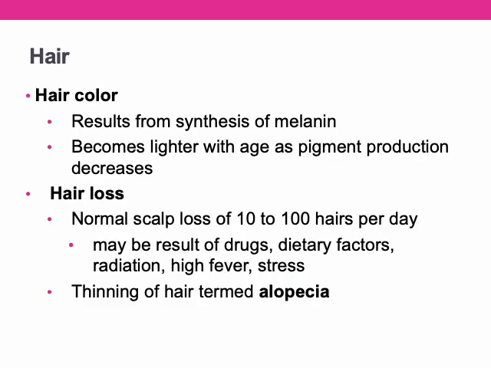Similar to skin color, the color of the hair is the result of melanocytes producing melanin. So melanin is the thing that gives hair its color. With age, the hair becomes lighter in color, and that's due to the decrease of the activity of melanocytes and the production of melanin. Hair loss is also something common. On a regular daily basis, we lose between 10 to 100 hairs per day. You don't need to know the numbers, but just know it's something normal.